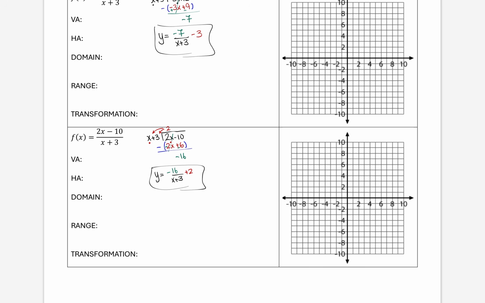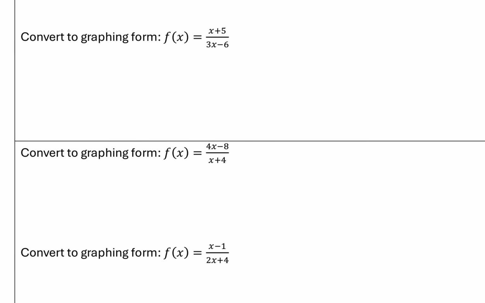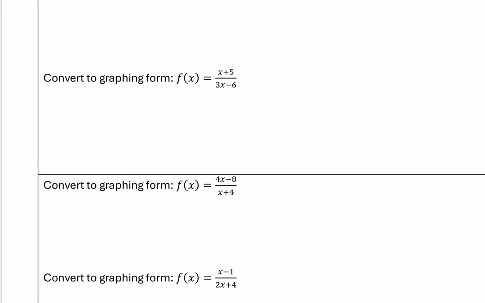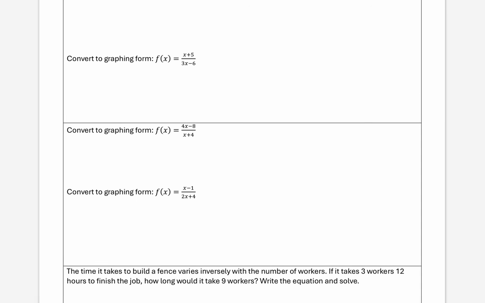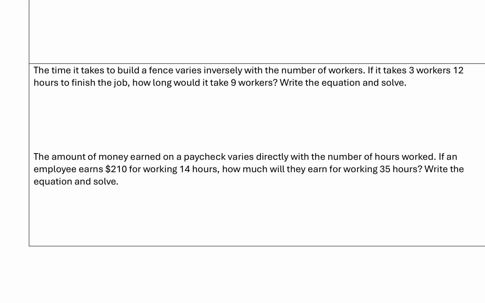Okay, so now let's move on to the next part. For these questions right here, converting to the graphical rational format, you have seen multiple examples just now, and let's go from there. This is what you will see on the RA as well. It says the time it takes to build a fence varies inversely, so let's go ahead and box that key vocab word, inversely, with the number of workers. If it takes 3 workers 12 hours to finish the job, how long would it take 9 workers? Write the equation and solve.